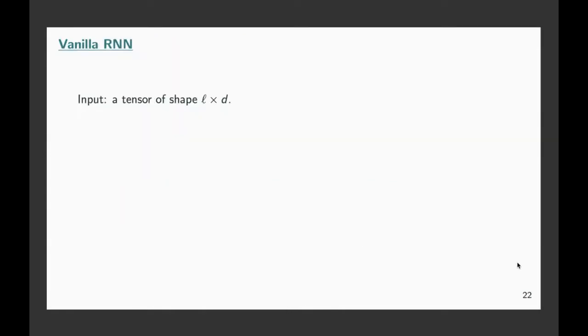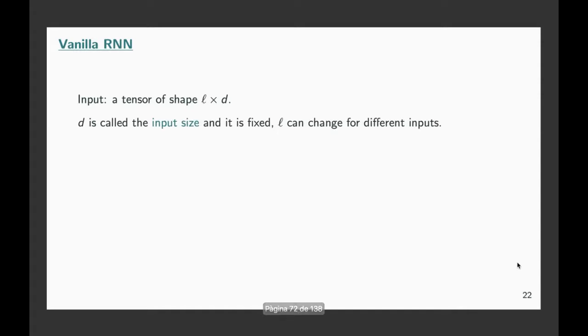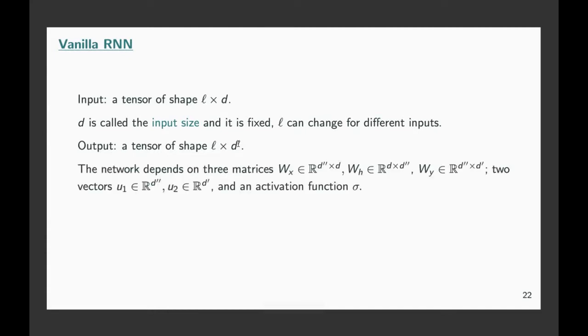As I said, the inputs are tensors of shape L times d. d is called the input size. One of the attractive aspects of recurrent neural networks is that they accept inputs of different length, so the length doesn't need to be fixed. The output is going to be a tensor of shape L times d prime, so the same length as the input, and d prime is its output dimension, as I will mention later.